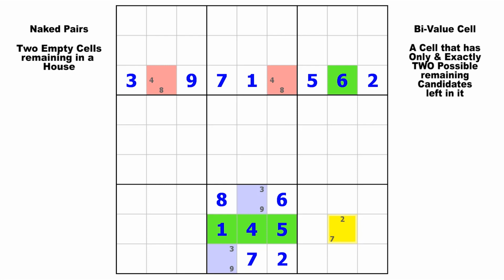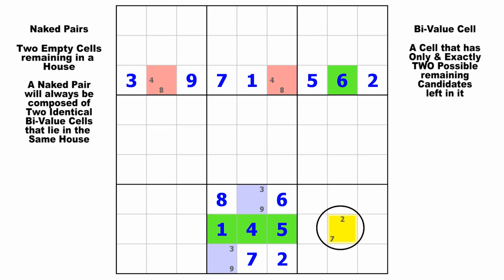So even though we are only seeing the 2 and the 7 right now, this is not a bi-value cell. Capiche? These cells that contain our naked pairs up here in row 3 and down here in block 8 are bi-value cells, but this cell is not. I hope that's clear. A naked pair is always going to be composed of two identical bi-value cells that lie in the same house. And please note that I may from time to time refer to a bi-value cell as a BVC, okay? All right, let's move on to the next example.